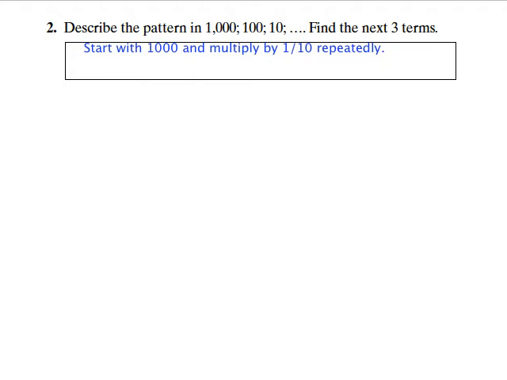So 10 times 1/10 is 1. 1 times 1/10 is 1/10, 0.1. And 1/10 times 1/10 is 1/100th, 0.01. So the next three terms are 1, 0.1, and 0.01. Pause the video if you need more time to copy down this example.